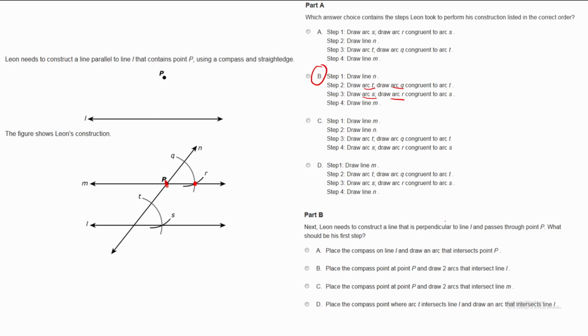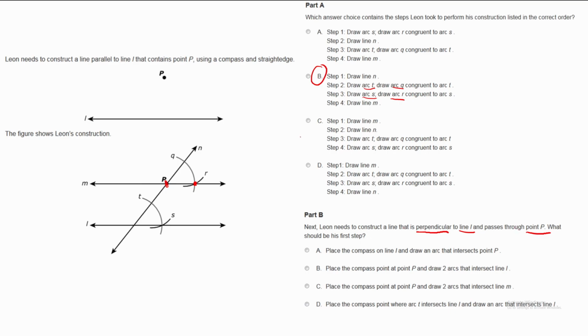Now it says next Leon needs to construct a line that is perpendicular to L and passes through point P. What should his first step be? So let's break this down again. We want it perpendicular to line L and it goes through point P.